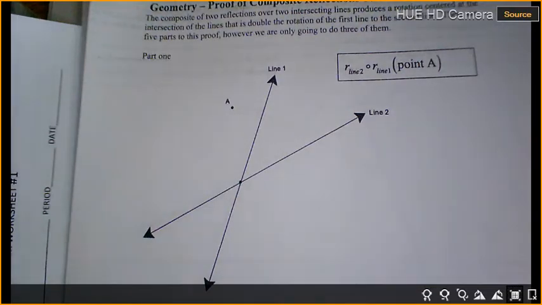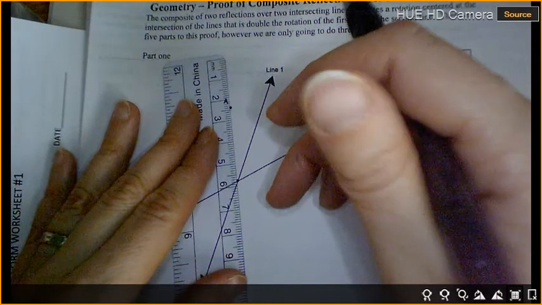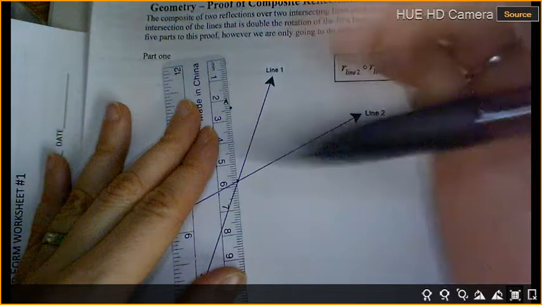Right, so we are reflecting over intersecting lines this time. We're going to do it the same way where we reflect over line 1, then over line 2. When we reflect over intersecting lines, remember it's not the distance that changes, it's the degree of rotation. So the first thing we're going to do is take our ruler and connect A and the point of intersection of the two lines.